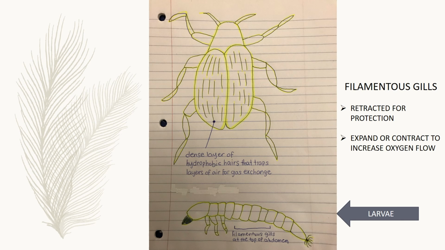One diagnostic feature of the larvae are the filamentous gills that emerge from the tip of the abdomen. These can be retracted for protection, or rhythmically expanded and contracted to increase oxygen flow. A plate called an operculum covers the retracted gills and has a pair of well-developed claws attached to it.